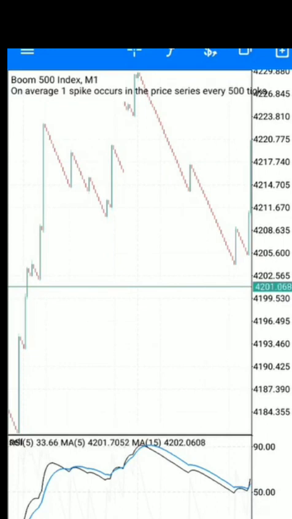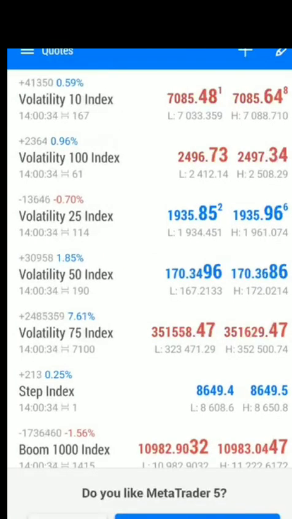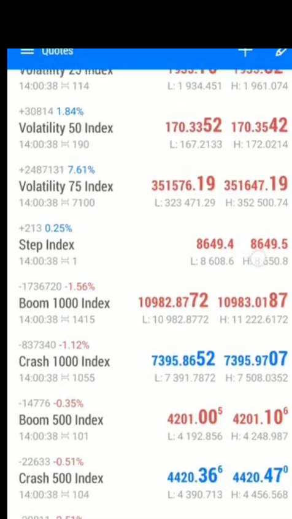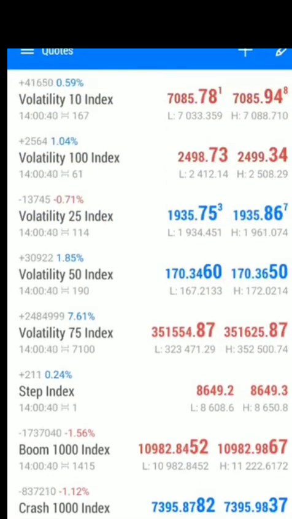In case you don't know, what we're trading is synthetic indices, where you can find Crash and Boom and Step.